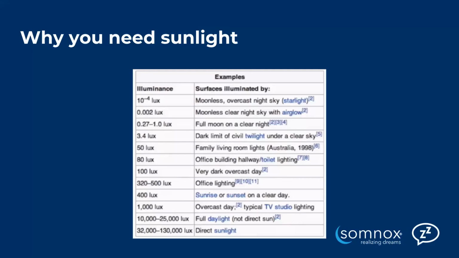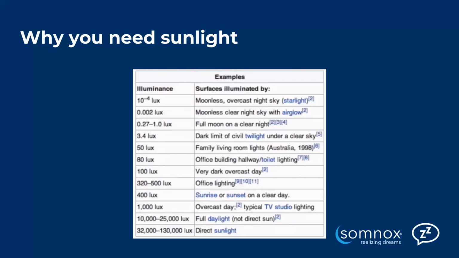And some people think, okay, but light exposure, should I think about the lamp in my office or the screens that I'm looking at? Well, it's very important that you need sunlight. If you look at this graph that was taken from Wikipedia, you can see that the illuminance, which is measured in lux and is basically how bright a light is, for full daylight is between 10,000 and 25,000 lux. Whereas office building lighting is only 80 lux, right? So the impact of sunlight is not comparable with the impact of the artificial lights that we have in our home.